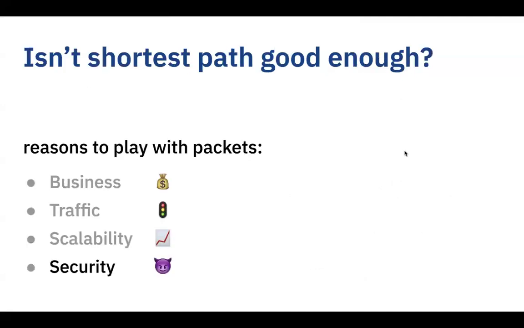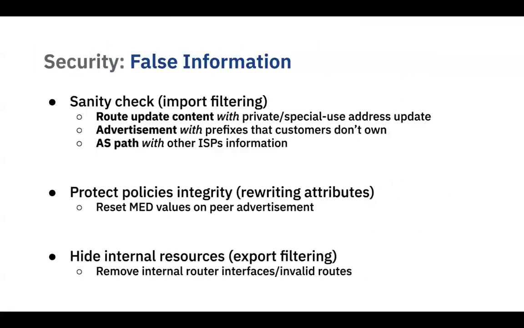Next one. All right, so we're going to talk about security. So there's going to be false information to start with. One thing is going to be import filtering. So we want to check everything that we get to filter out any route update that's about private or special-use addresses, or advertisements that don't belong to the customer or other ISP information, etc. And we also want to ensure the processing is correct. For example, we want to remove the MED values from our neighbors when we're advertising to other neighbors.